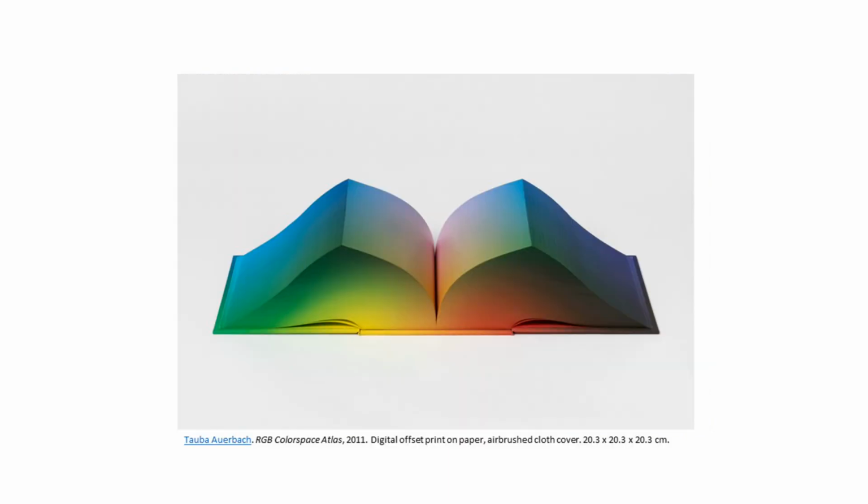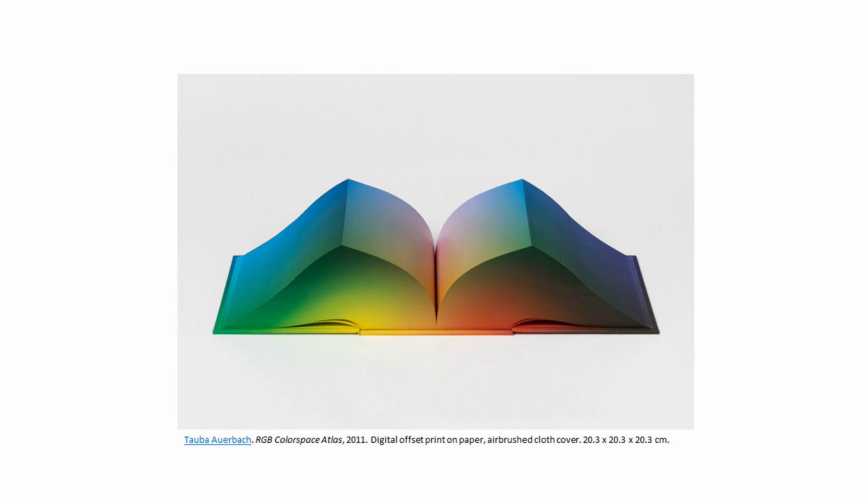In 2011, contemporary artist Taube Auerbach created the RGB Color Space Atlas, purportedly representing every possible color. The title is misleading, however. RGB stands for red, green, and blue, which is used to identify screen-based colors. If anything, it should be CMYK, which stands for cyan, magenta, yellow, and key or black, which is used to identify colors for print. In addition, the concept of color space does not quite translate into RGB, nor CMYK for that matter, as these are color models instead.